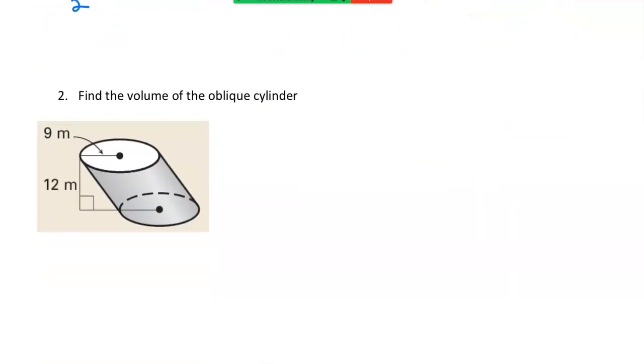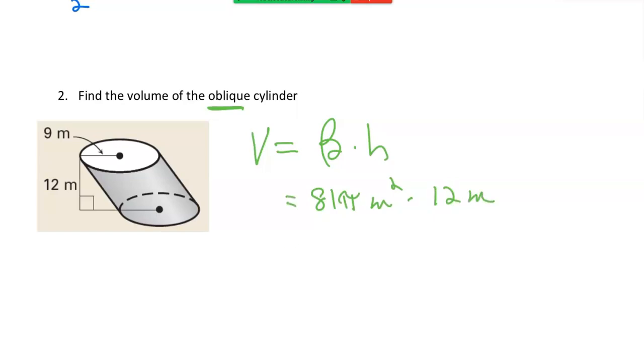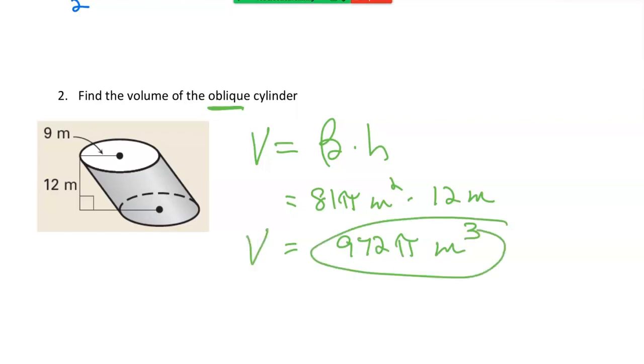Okay, here's another example of the oblique cylinder. So volume still equals base times height. My base here is going to be based on the circle. So that's going to be pi r squared, which is 81 pi meters squared, times that height that they had to give us of 12 meters. And multiply those two together, you get 972 pi meters cubed. And that is our volume.